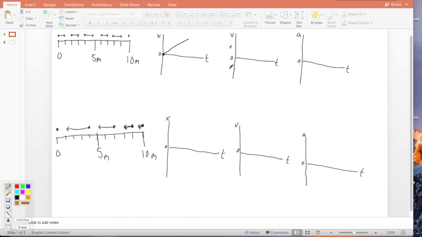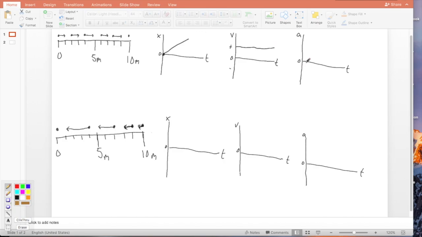So my velocity graph, I just need to sketch the value as time goes on. The velocity does not change. It's going to be some positive number. We calculated it was 2 meters per second. Positive 2 meters per second. It's always moving 2 meters to the right every second.